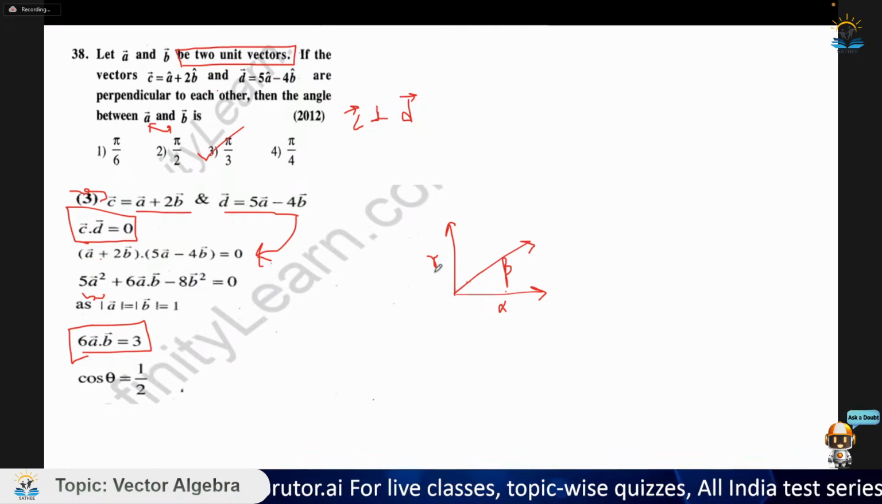The definition of a dependent vector is similar to that of independent vectors. Let's say you have x1 vector, x2 vector, and up to xn vector, then they are said to be linearly dependent vectors.